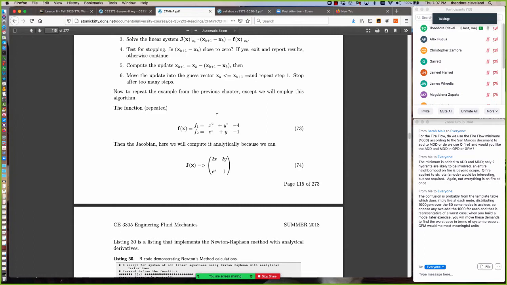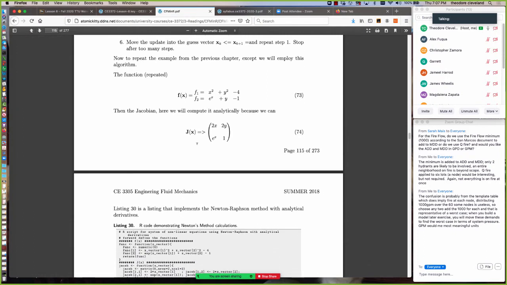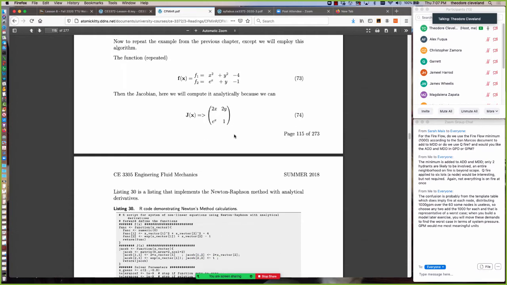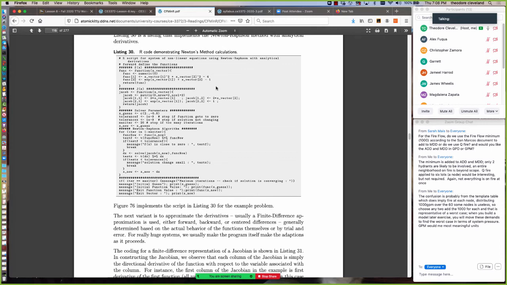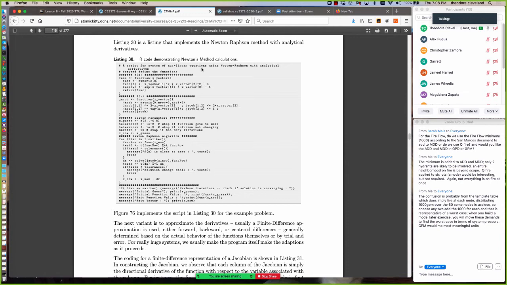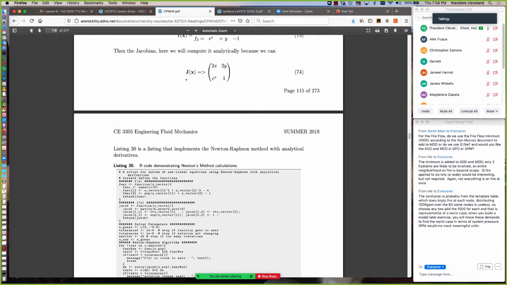So if we look at that example, here's the function. Here's the Jacobian written as an analytical matrix. And here is the required script to find the solution to this equation 73, where we're trying to find the value of x, which is x and y, that makes f of x equal to the vector 0.